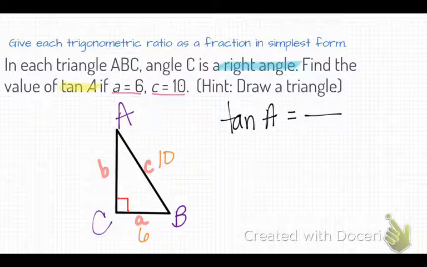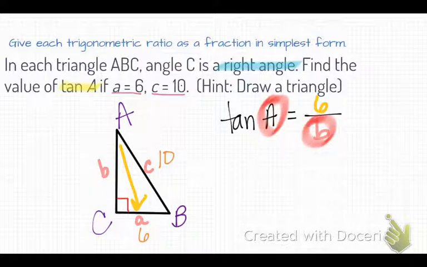So, what is opposite from A? Good. 6 is opposite from A. What is adjacent to A? Isn't this adjacent to A? Do I know what that number is? No, I know it's my b value, right? But is it okay to have two variables in the question like that? No, so we need to figure out what our b value is, okay?